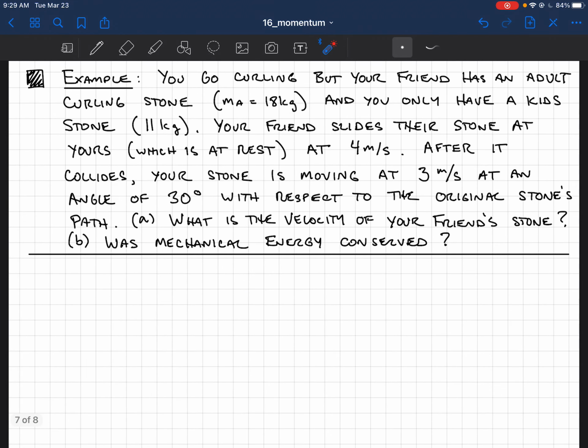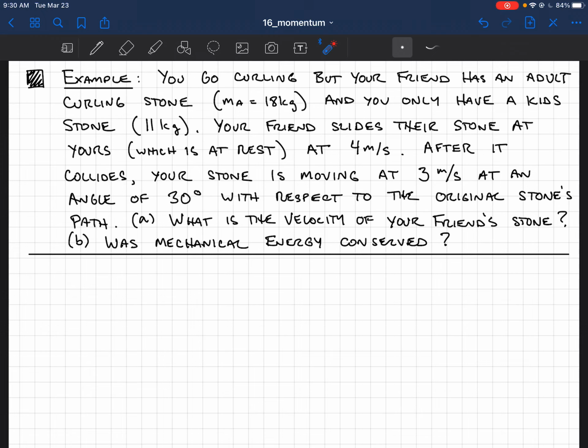Okay, that's our first example. Let's try another one. So you're going to go curling. This is that winter sport where you slide rocks across the ice and try and get them into the bullseye. But your friend has a normal curling stone, and you only have a kid's one, so it's a smaller mass.